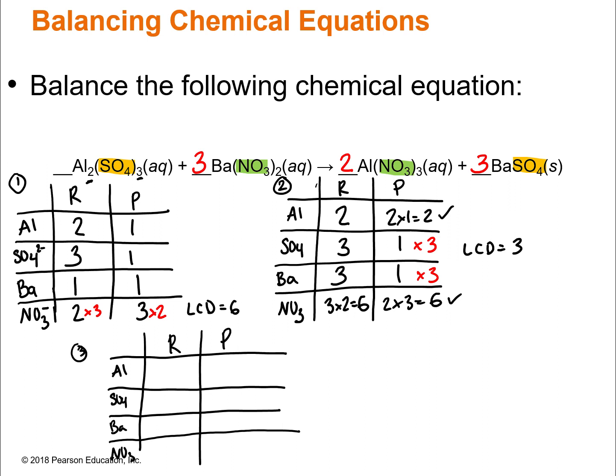So we've got 2 aluminums, 3 sulfates on the reactant side. We haven't put a coefficient in front at all. For the barium nitrate, we've now got 3 times 1 gives us 3. And we've got 3 times 2 gives us 6 for the nitrates. On the product side, we've got 2 times 1 aluminums gives us 2, and 2 times 3 nitrates gives us 6.